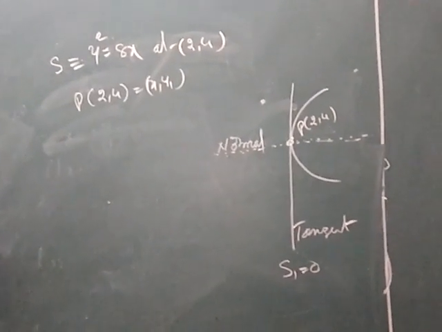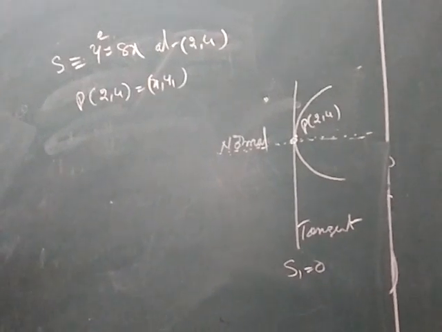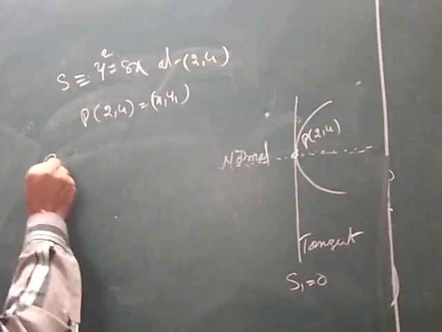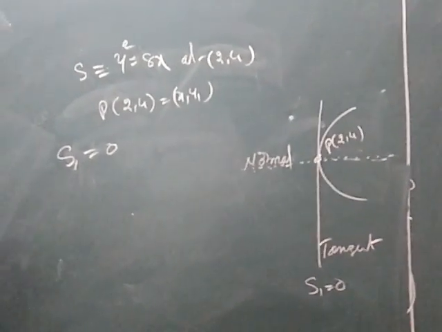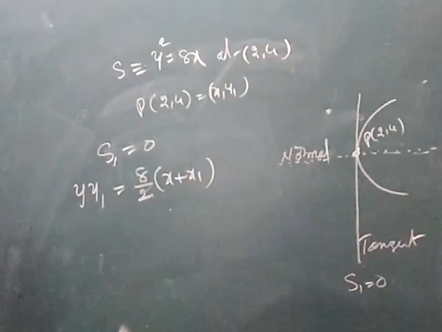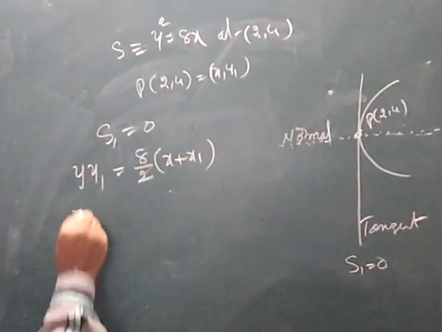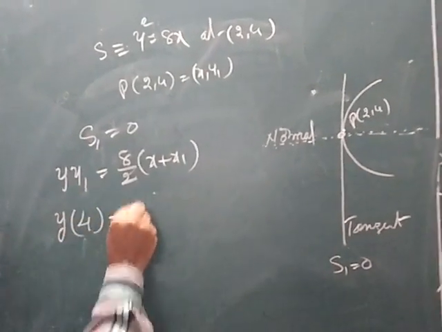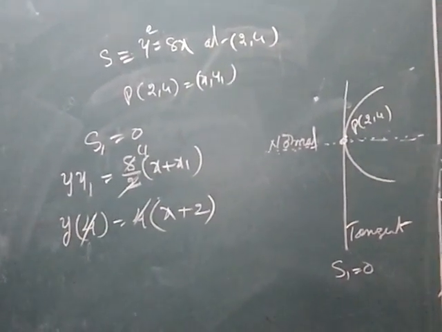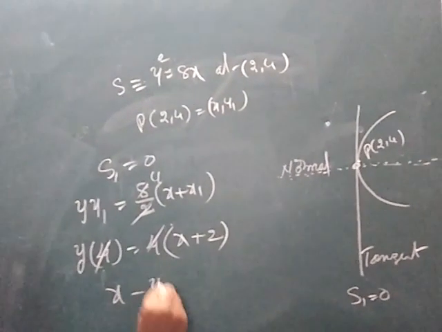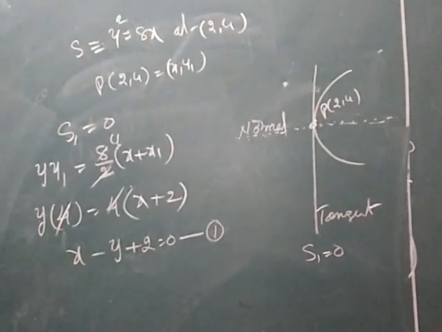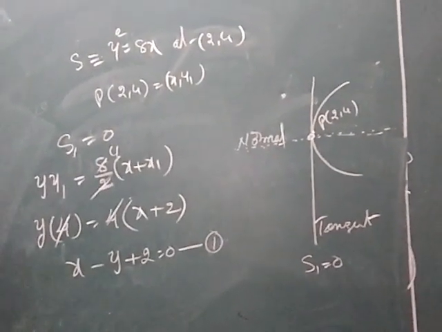Equation of the tangent at P is S1 equal to 0: y y1 equal to 8 by 2 into x plus x1. y1 value 4, x1 value 2, 4 cancel. x minus y plus 2 equal to 0. This is the equation of the tangent.